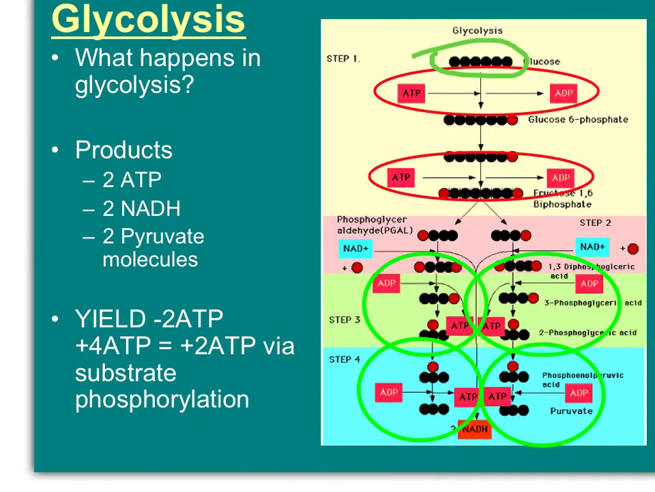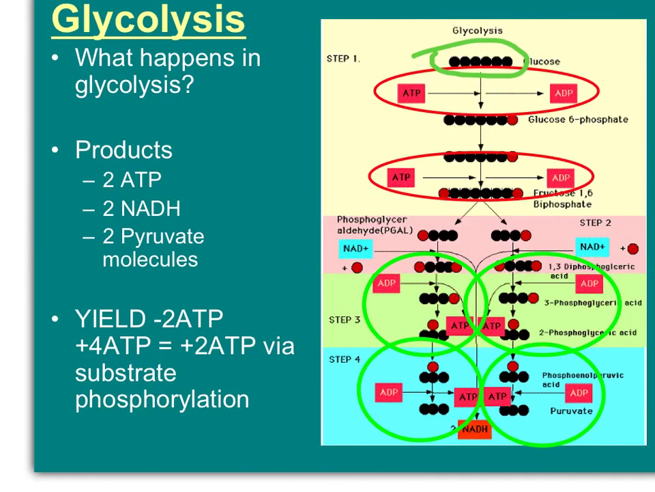So we've used two ATPs in the process so far, but how many ATPs did we say we were going to get out of this? Two. So we used two, but we're going to end up with two. So what does that mean we need to do? Make four. We need to make four. And that happens here. We split this into two three-carbon molecules.